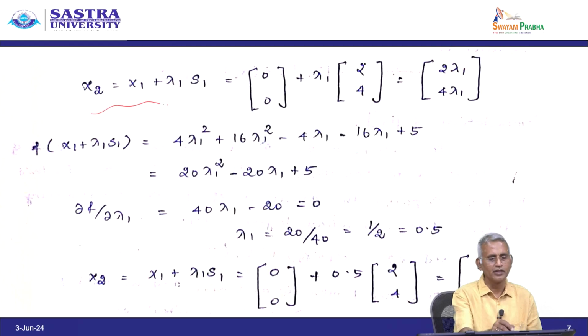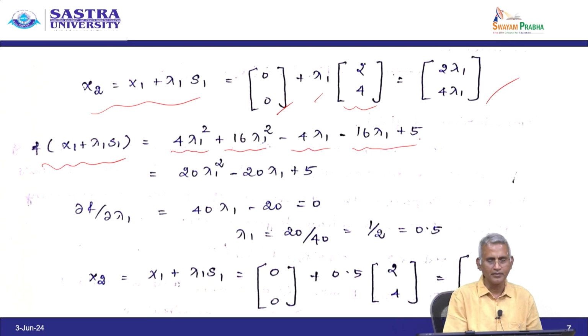Now, x2 the rule is x1 plus lambda 1 s1. x1 is (0, 0), already found out. Lambda 1 we do not know. S1 we found out as (2, 4), and substitute it and simplify, you have 2 lambda 1, 4 lambda 1. Therefore, f of (x1 plus lambda 1 s1) is equal to 4 lambda 1 square plus 16 lambda 1 square minus 4 lambda 1 minus 24 lambda 1 plus 5 will come.